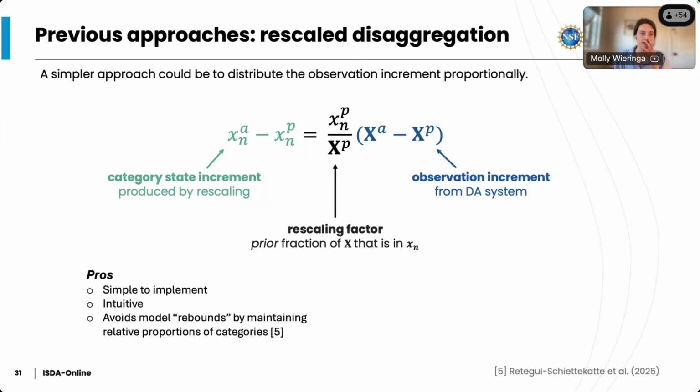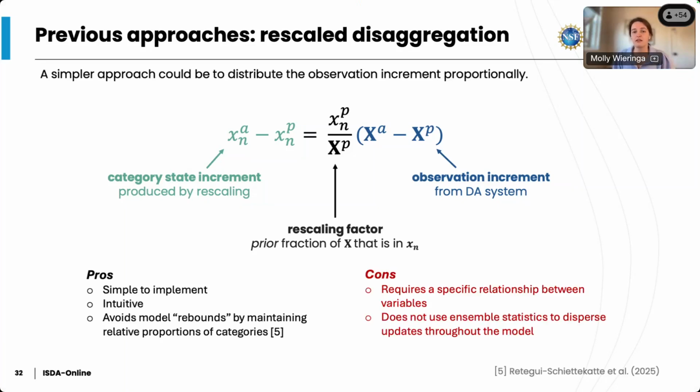It's also been shown in some applications for total terrestrial water storage to avoid strong model responses or shocks to the kinds of updates that you would get if you were not maintaining these kind of relative proportions among the categories. But the cons are that it requires the observed quantity in the subcategories to have a pretty direct summation relationship, and it does not use ensemble statistics to disperse updates throughout the model.